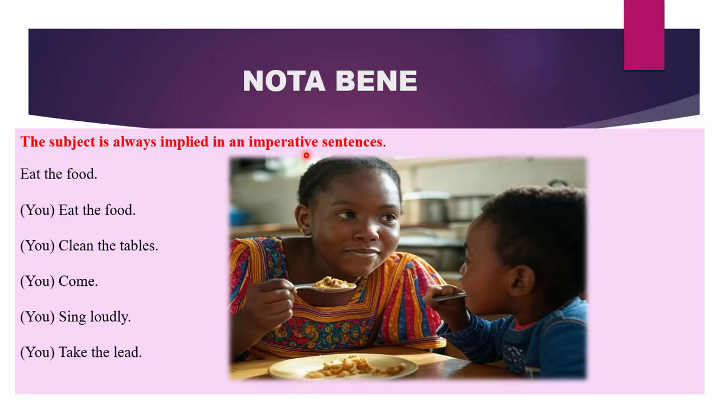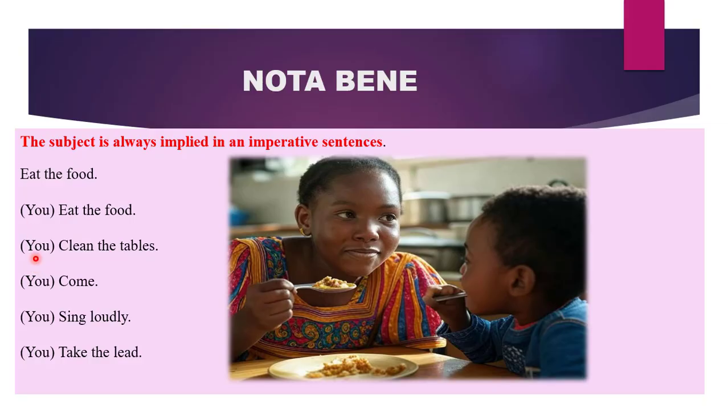Sentences that give commands are imperative sentences. The subject in an imperative sentence is always implied. We do not write the subject in a command. For example, eat the food. Do you see the subject in this sentence? No, there is no subject before eat because we do not write it. It is implied.